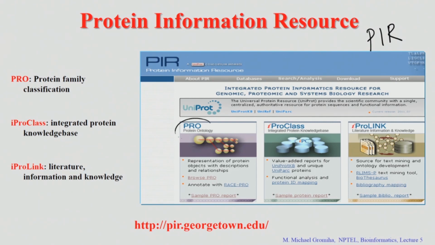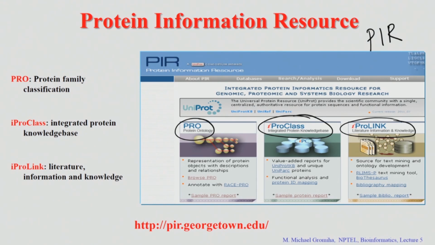One is the protein ontology, PRO, and the iProClass, which contains integrated protein knowledge base, and the iPro link, which contains literature information and knowledge. Essentially this is the integrated protein information resource for understanding genomics data, proteomic data as well as systems biology research. So, try to put it together. They collected the data and classified it into 3 different categories, and each one presents in a different way.